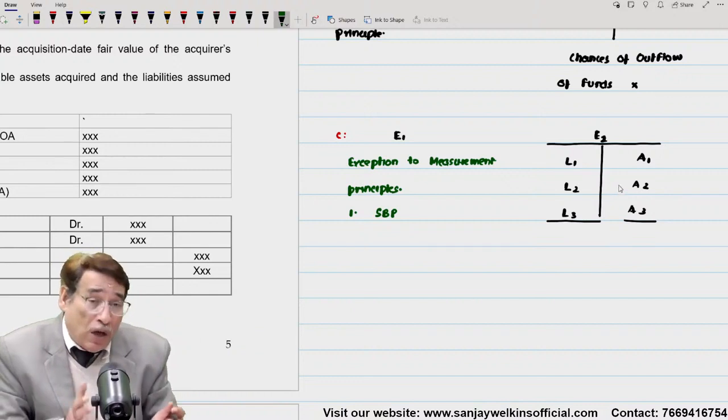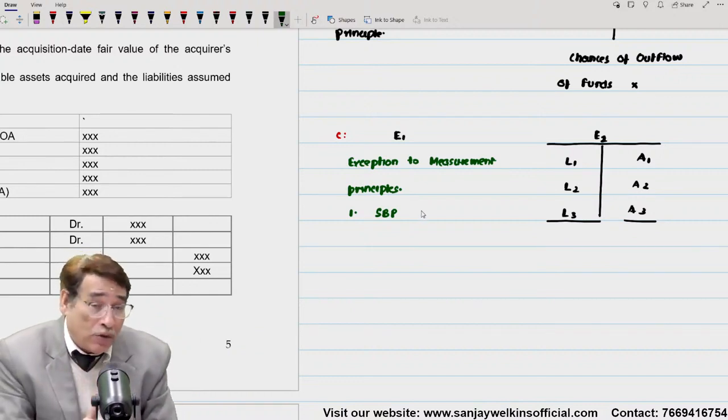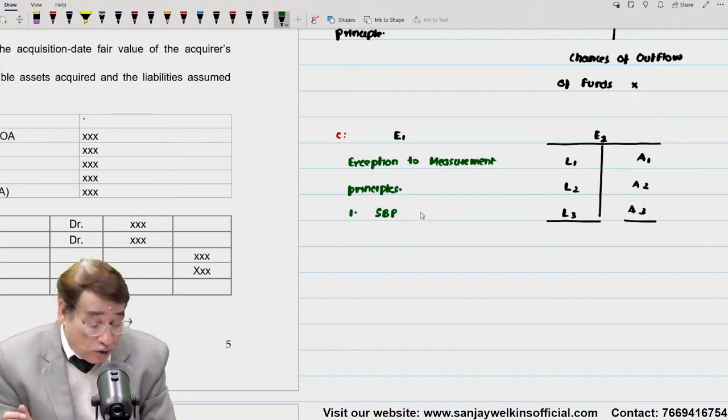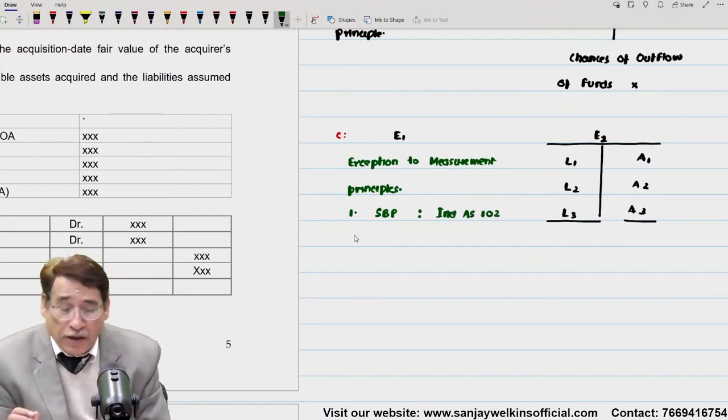So you are going to record them, but you are not going to record them at fair value. Then at what value? You will record them in the light of Ind AS 102, as per its provisions, because Ind AS 102 deals with share-based payment.